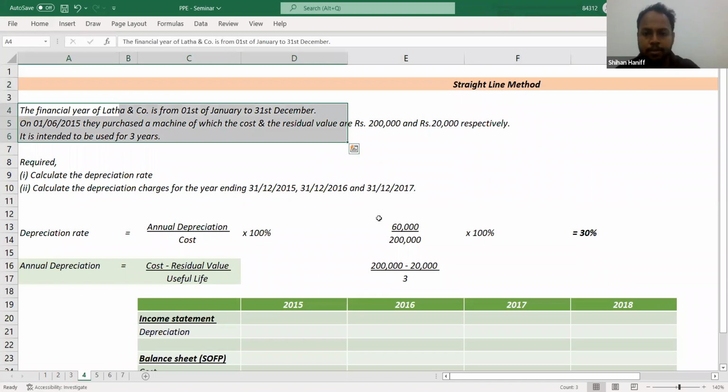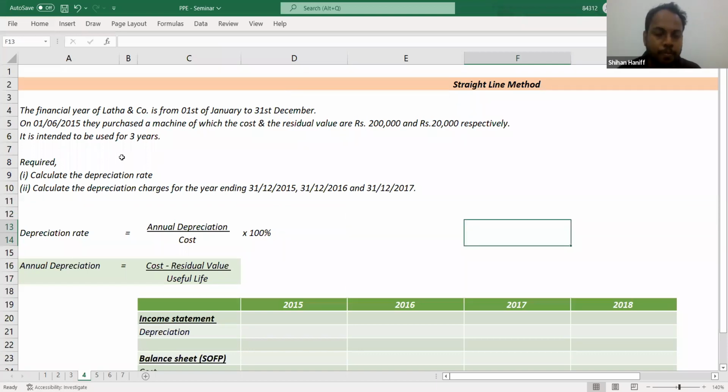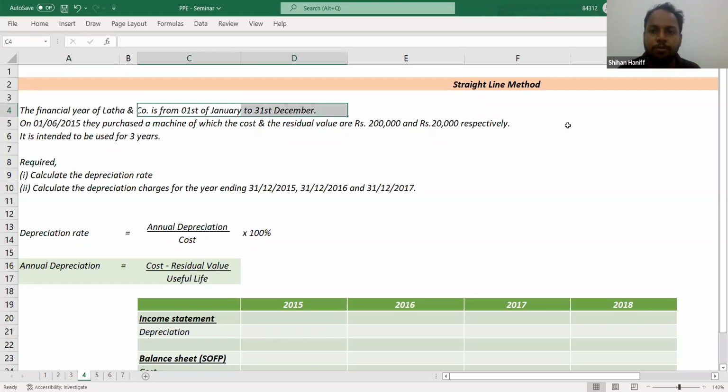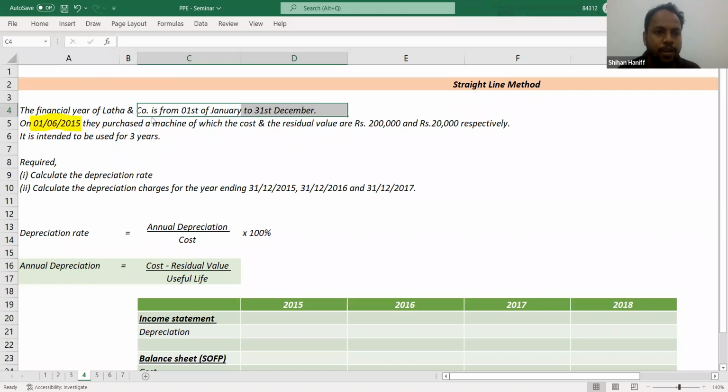Now I have a question for the straight line method. The financial year of Lata and company is from 1st of January to 31st December. On 1st of June 2015, an asset was purchased, of which the cost and the residual value are 200,000 and 20,000 respectively. It is intended to be used for 3 years.